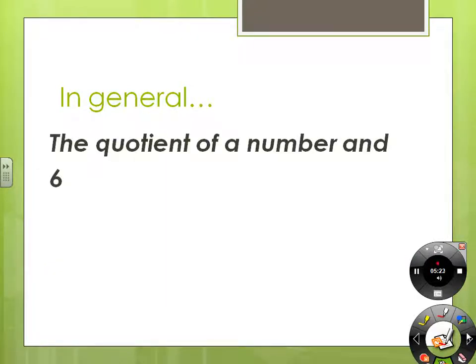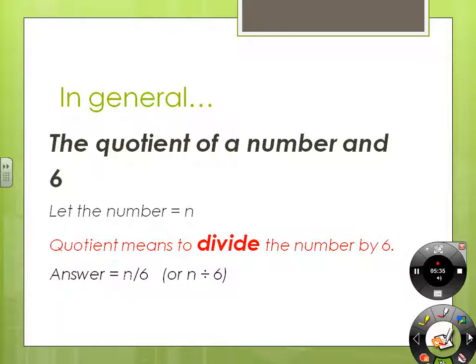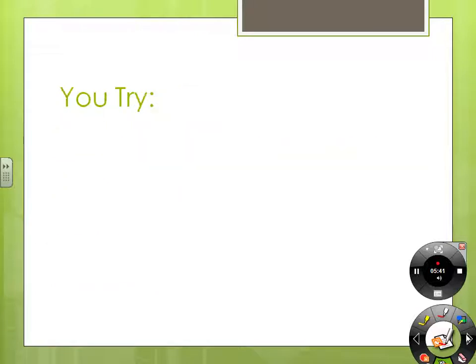The quotient of a number and 6. So again, we're going to let the number be n. The quotient means to divide the number by 6. So since it's just one operation, we have the number being divided by 6, and that's it.